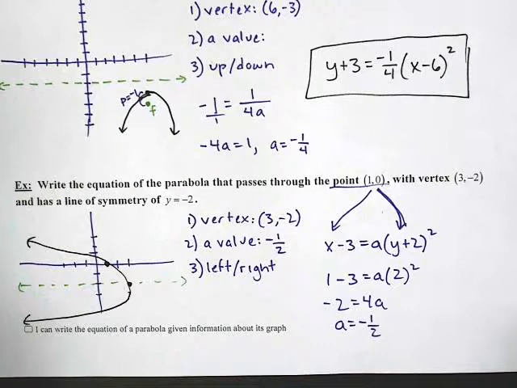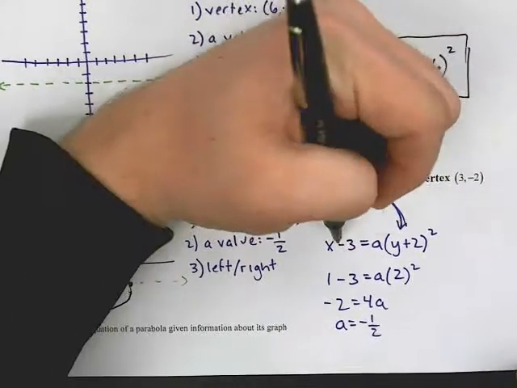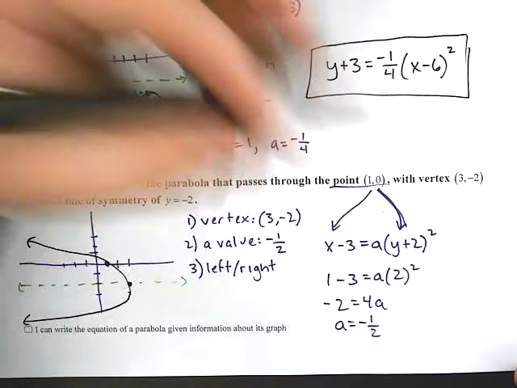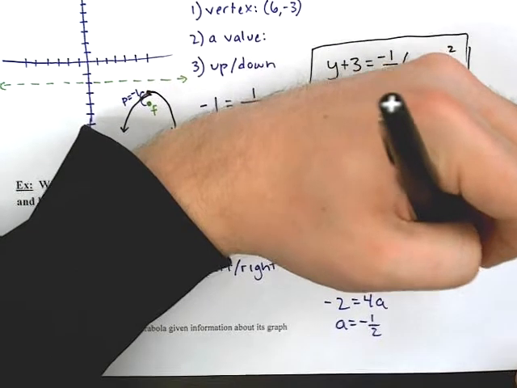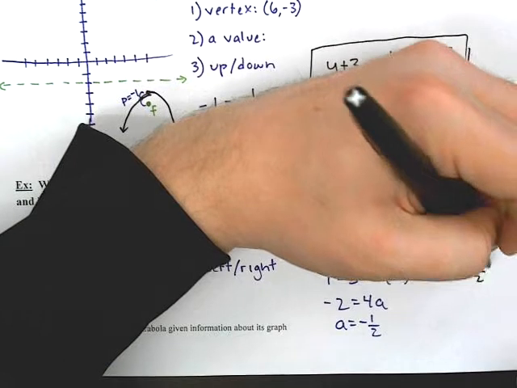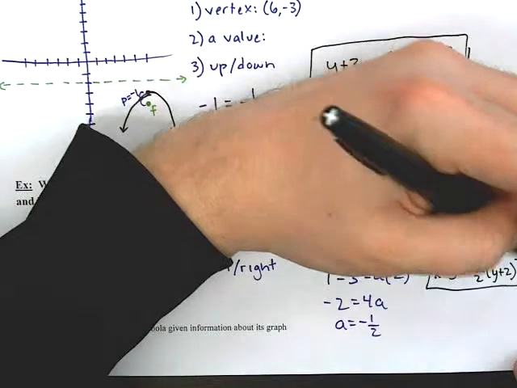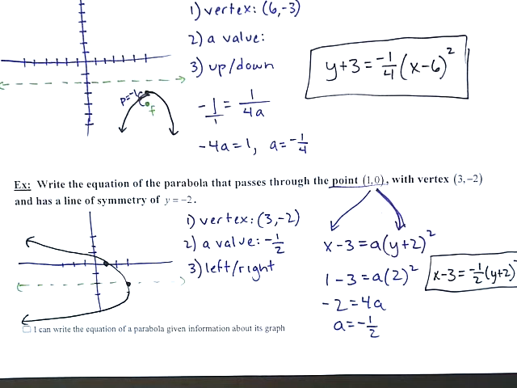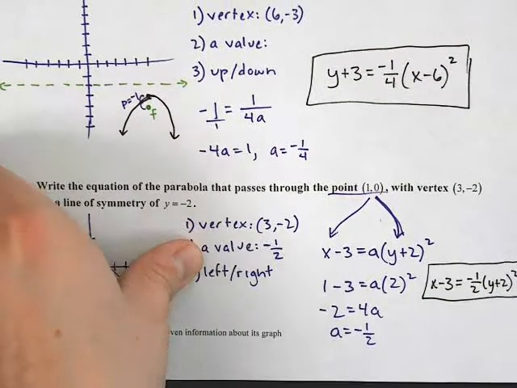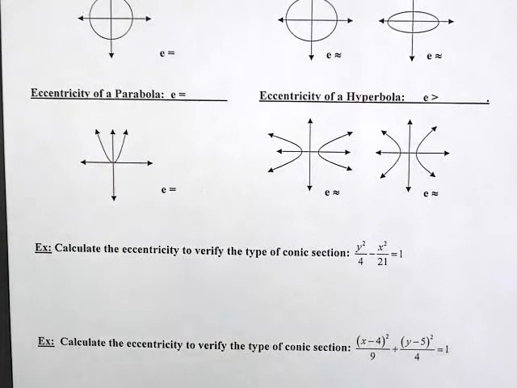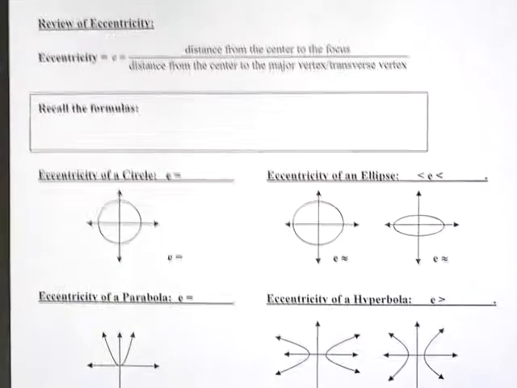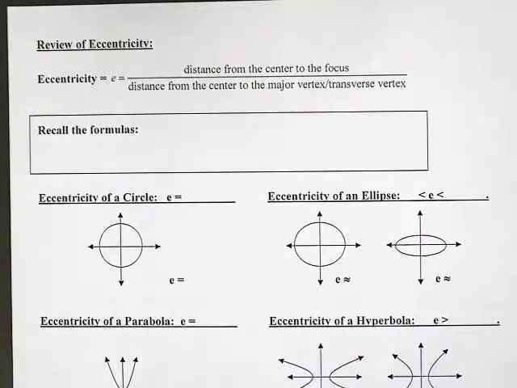I now can write my full equation with the a being replaced. So x minus 3 equals -1/2 times y plus 2 squared. All right? Okay. So that's it for writing parabolas. The last thing that we're going to do is we're going to just review eccentricity a little bit.